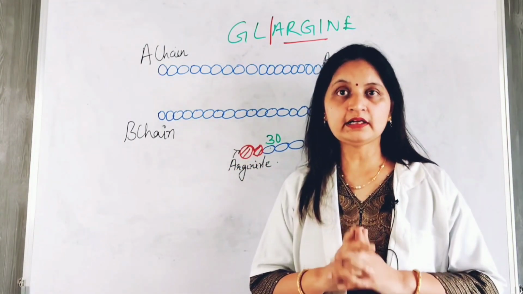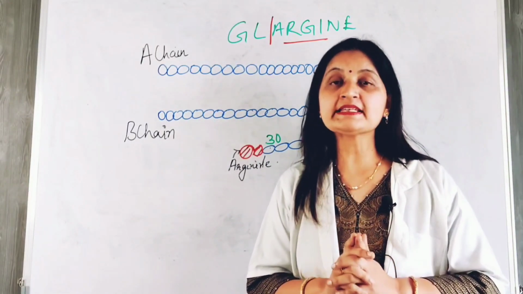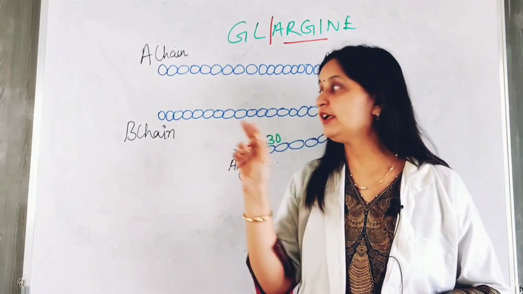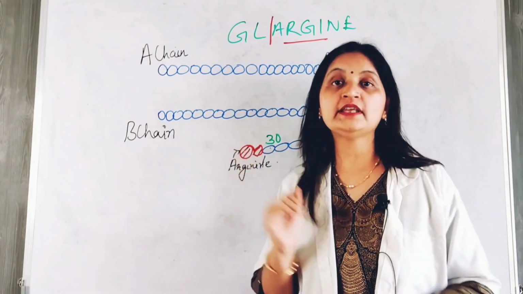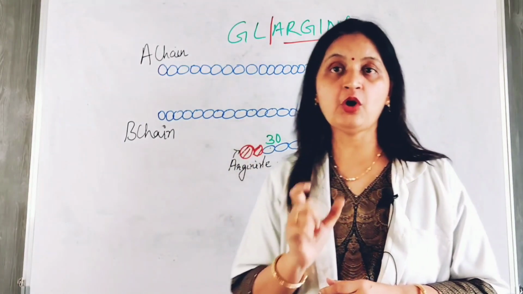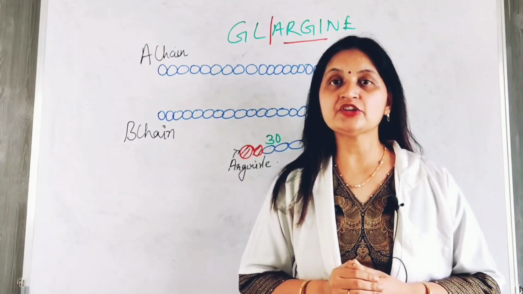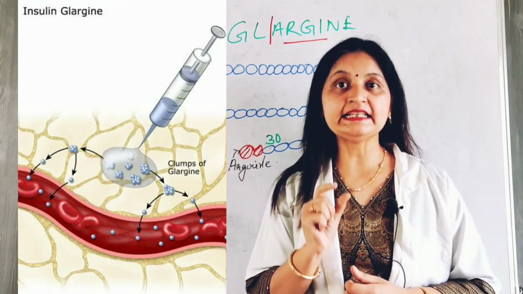So if you look at the word glargine and break it into GL and arginine, glycine replaces asparagine at position A21 and two arginine residues are added to the last amino acid of the B chain. So this creates glargine, which has a prolonged duration of action. Because of the modification in the amino acid sequence, glargine becomes soluble in acidic pH.